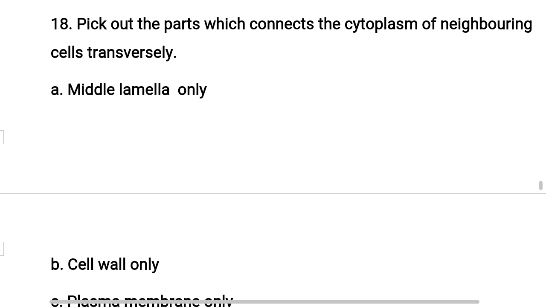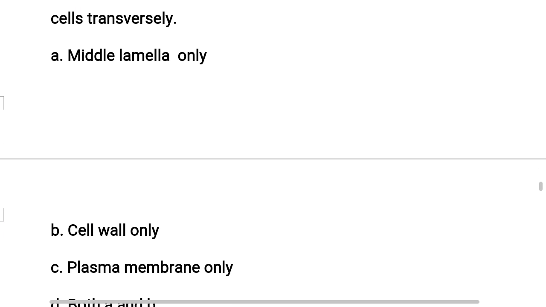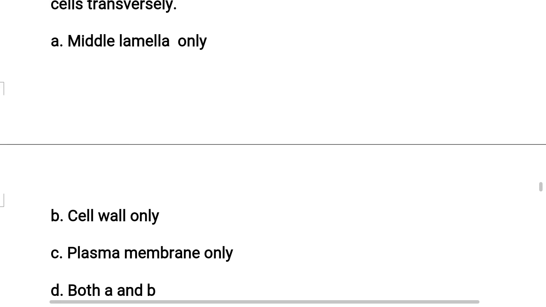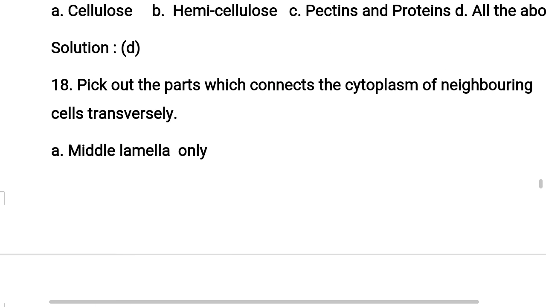Students, one important point has to be noticed here. Cell wall and middle lamella may be traversed by the plasmodesmata, which connect the cytoplasm of neighboring cells in plants. Understand, this is the most important point for competitive questions in NEET examinations. Please make a note. So the correct option is D, both A and B. What are those? Middle lamella as well as cell wall. These two help in joining, attaching or gluing the neighboring cells through plasmodesmata.